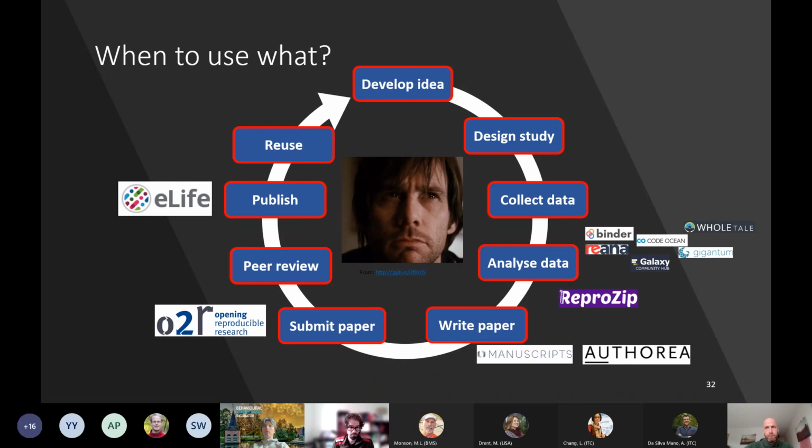So you could start with Binder, for example, then use Authoria, O2R, eLife. I'm not saying that they are interoperable. So it does not mean that when you are using Binder, then you just can switch to Authoria seamlessly. This is certainly not possible. But if you consider reproducibility from the very beginning, then it's much easier to use one of the other tools at a later stage.